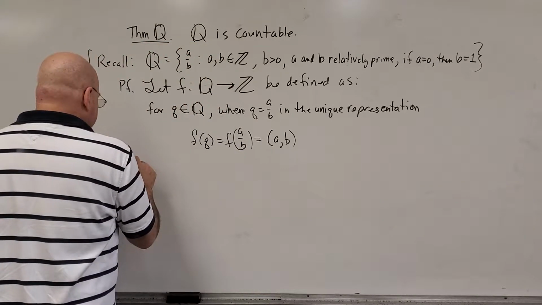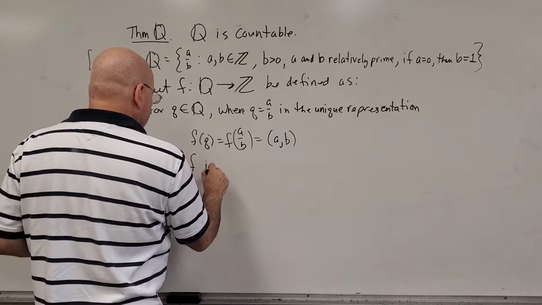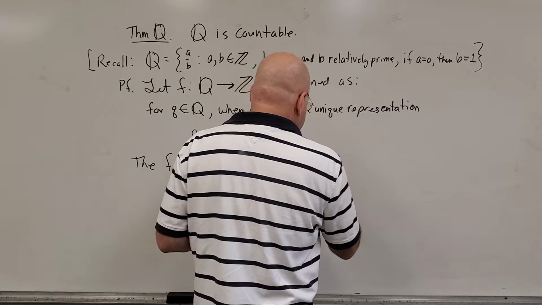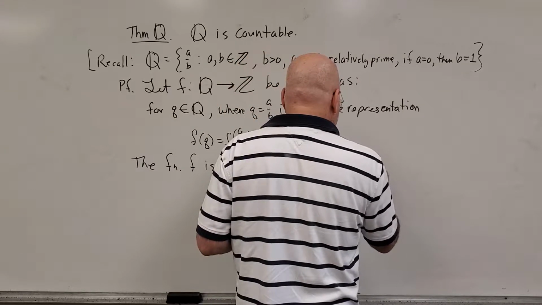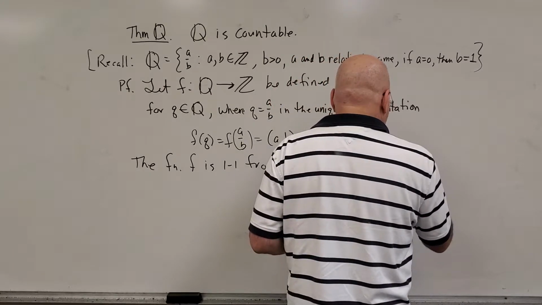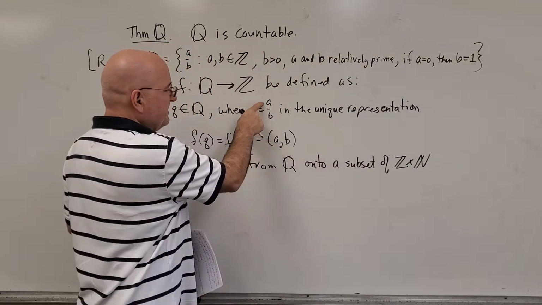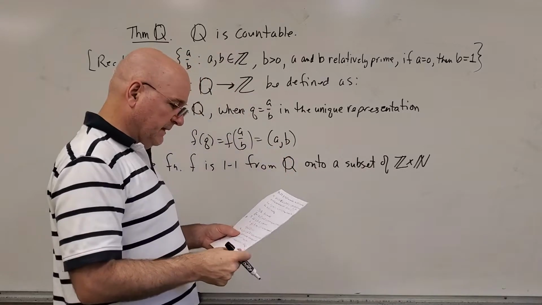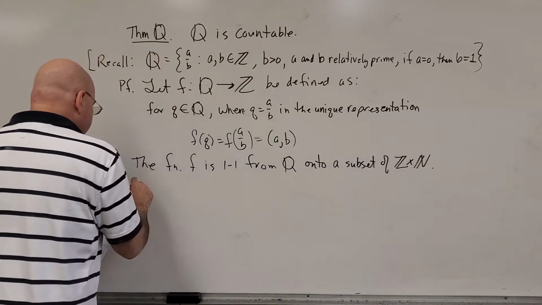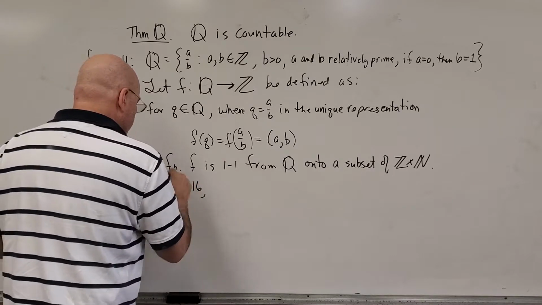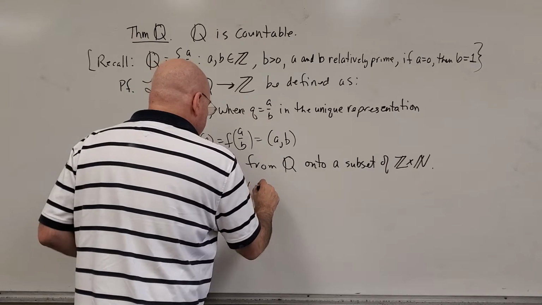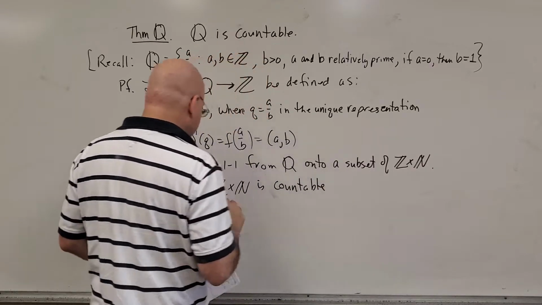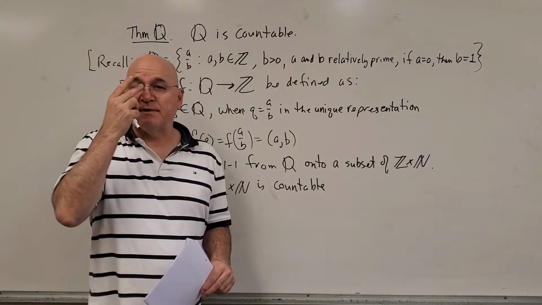All right, this function f is 1-to-1 from Q onto a subset of Z cross the natural numbers, which means I could have written just into. Remember, a can be any integer, b can be any natural number, so integer crossed with natural number. By theorem 0.16, Z cross N is countable. Remember, this is a countable set, this is a countable set. The cross product of two countable sets is also countable.